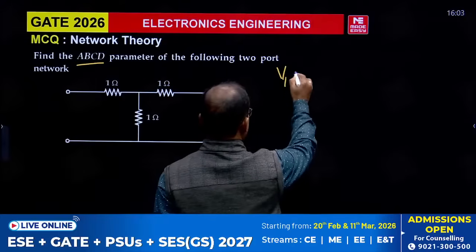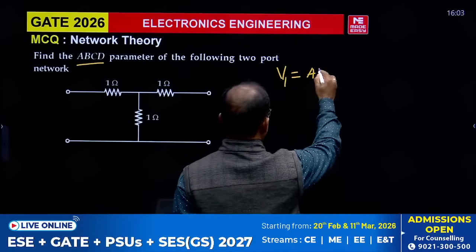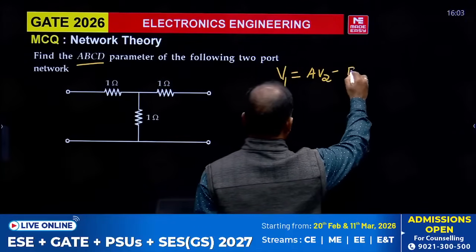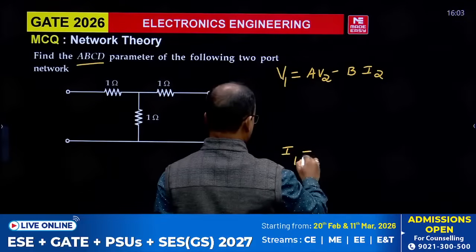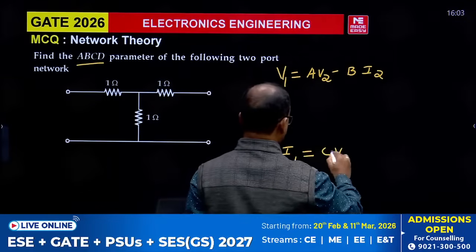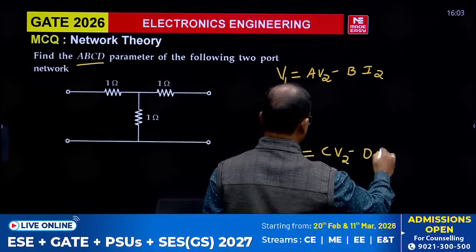What are ABCD parameters? Standard equations are V1 equal to A V2 minus B I2. What about the other equation? I1 equal to C V2 minus D I2.